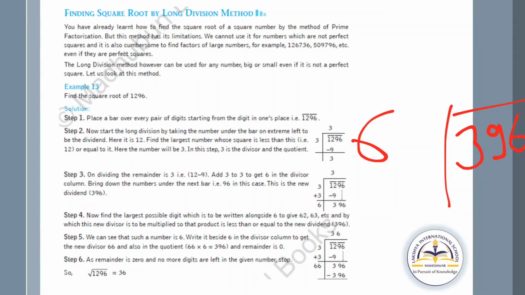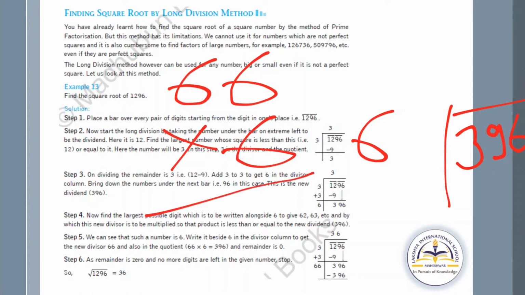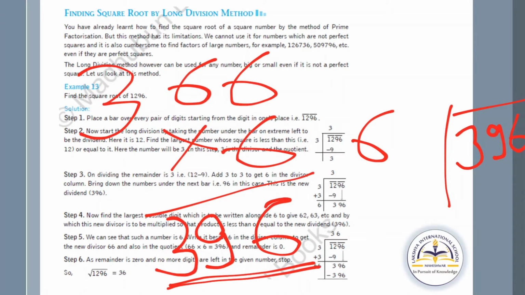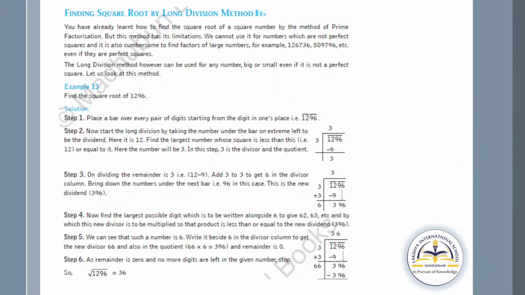Now we have to multiply 66 by 6. 6 sixes are 36, 6 sixes are 36, and 36 plus 3 is 39. So we put here 6 and here 396. Then we subtract and we get remainder 0. In this manner we have to solve this question.